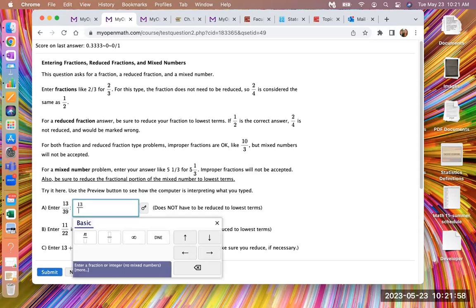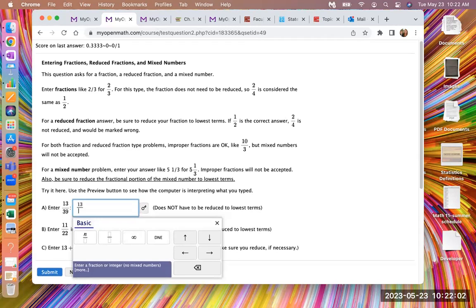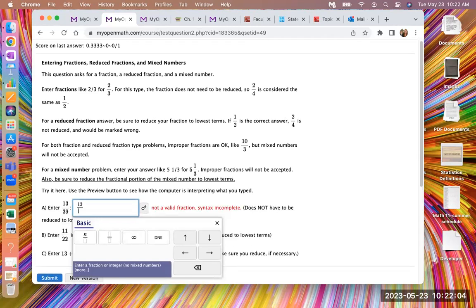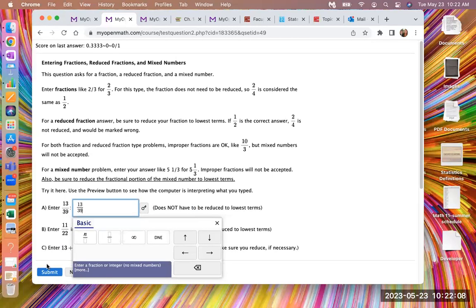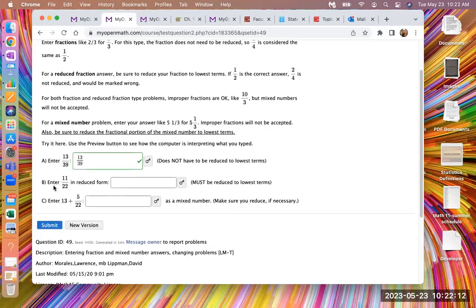Or if you don't like that method of putting it in, you could put 13 and then use the backslash, and it automatically will put it into the denominator, and then you can get it right that way as well. So that's one way to do it. The second one says 11/22, and this one has to be reduced.